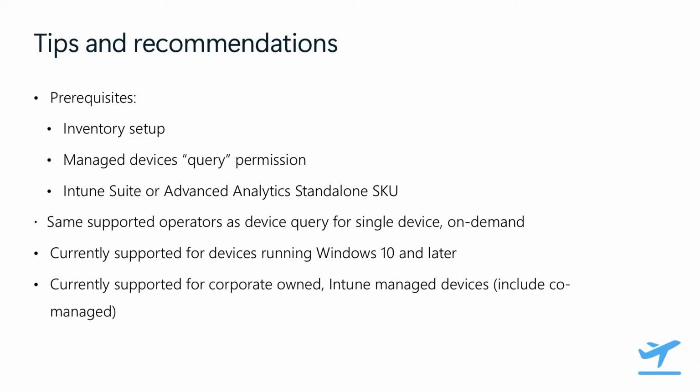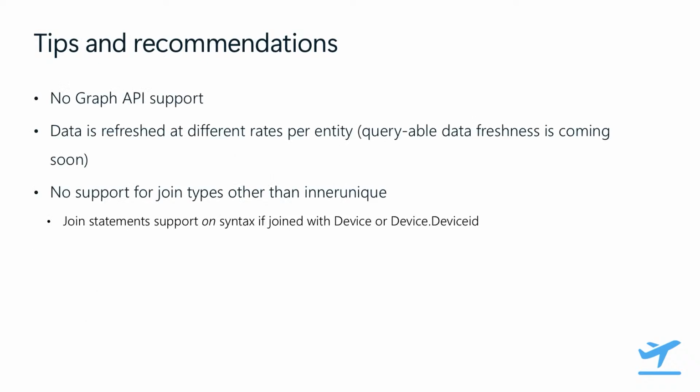We're using the same supported operators, functions, etc. from single device query, so you should see some familiarity there. And devices supported will include any device running Windows 10 or later, and the device must be corporate owned. The device can be managed either by Intune or it can be co-managed. In addition, a big key here is that there will not be Graph API support in the near future, so there's not an endpoint for you to call to be able to interact with any of this data outside of the console as of right now.